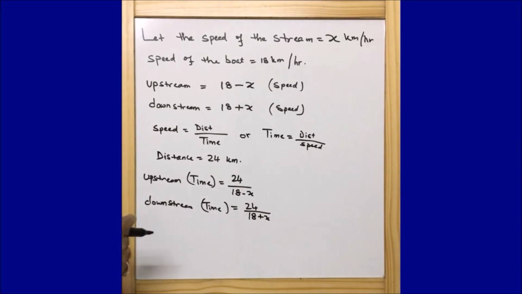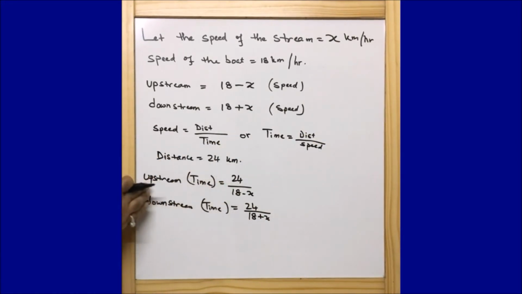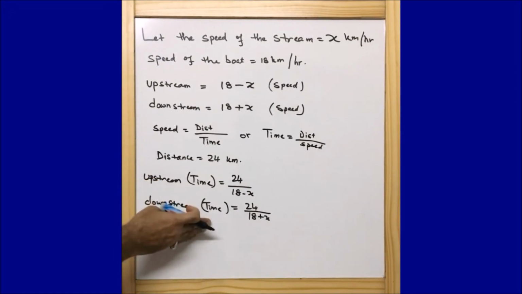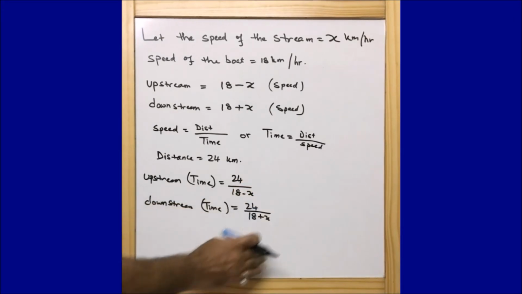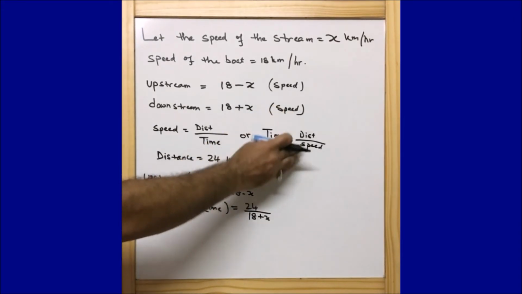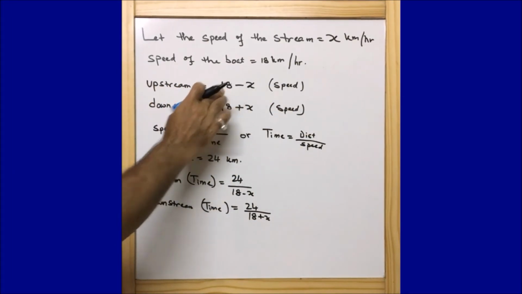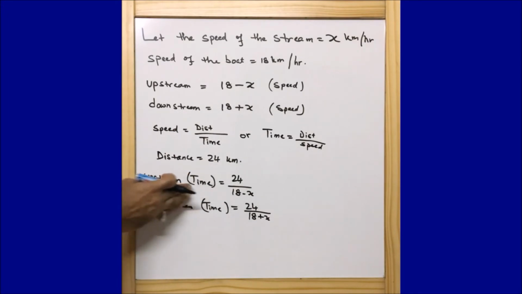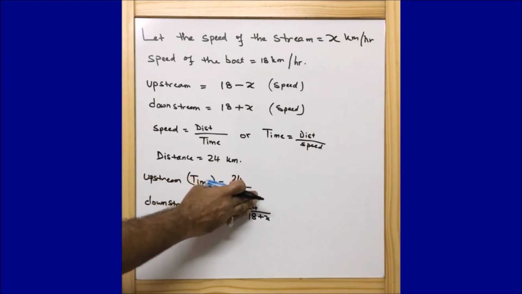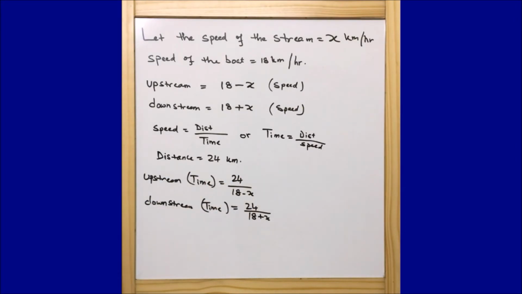I hope till here we are clear, because time is equal to distance by speed. Here distance is 24 kilometers. The distance while going upstream remains the same. The distance while coming downstream also remains the same. So we have considered 24 in both cases, and time is equal to distance by speed. So while going upstream the speed is 18 minus x, while coming downstream the speed is 18 plus x. So we got upstream time is 24 by 18 minus x and downstream time is equal to 24 upon 18 plus x. I believe till here we are pretty clear.